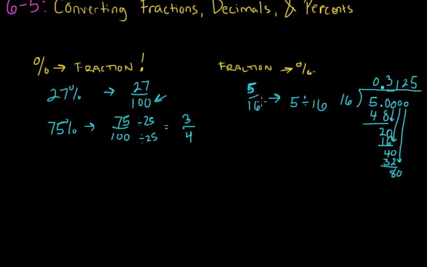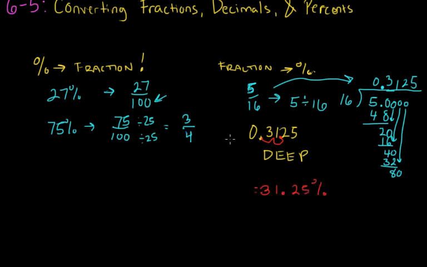So once I've done this, I've changed this fraction into a decimal. Now I'd like to change this decimal, 0.3125, to a percent, and we know how to do that. We just move the decimal place 1, 2, and I did that really sloppily, but that's what it would be. So 31.25%. So 5/16 is 31.25% as a percent. So that was how you would do a fraction to a percent.